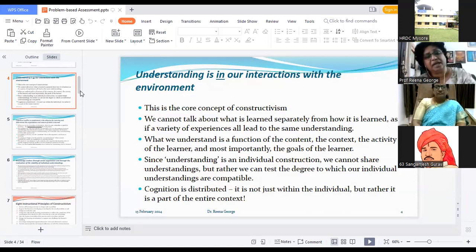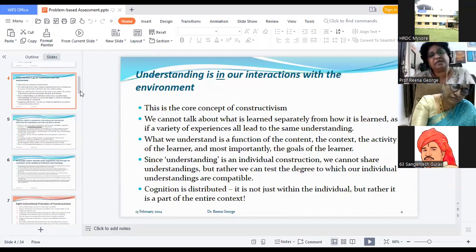What we understand is a function of the content, the context, the activities of the learner, and most importantly, the goals of the learner. If the goal of the learner is not in the right direction, then what he or she understands may be different from what we expect them to understand. So our understanding is a function of the content, what we see, what we hear, whatever we do, whatever we experience, the emotions that we have, and the context. A particular emotion in a particular context is meaningful.